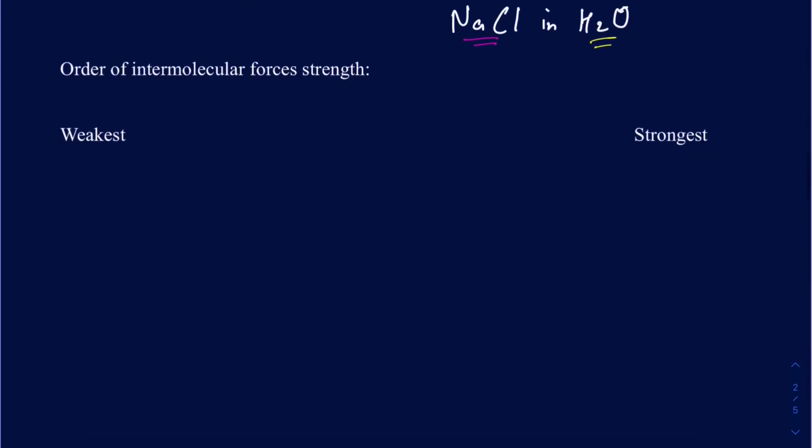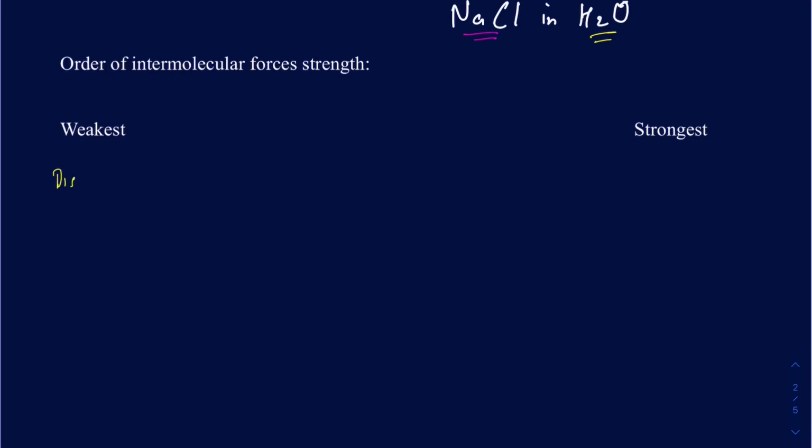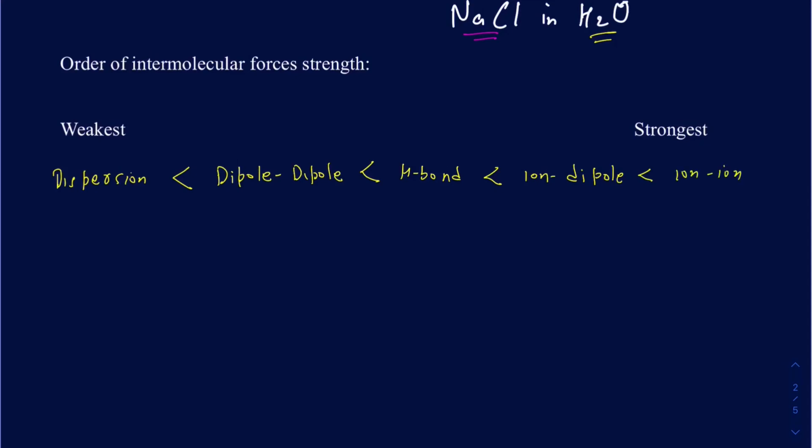So when I'm looking at the strength here, your weakest intermolecular force is still going to be the dispersion forces, followed by dipole-dipole, which is stronger than your dispersion forces, and then your hydrogen bond is going to be next, and after that you've got ion-dipole, because in ion-dipole you have one with full charge and one with just a partial charge. And your strongest is going to be ion-ion interactions.